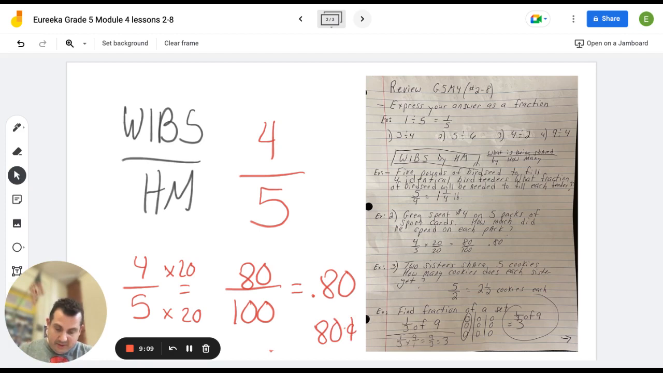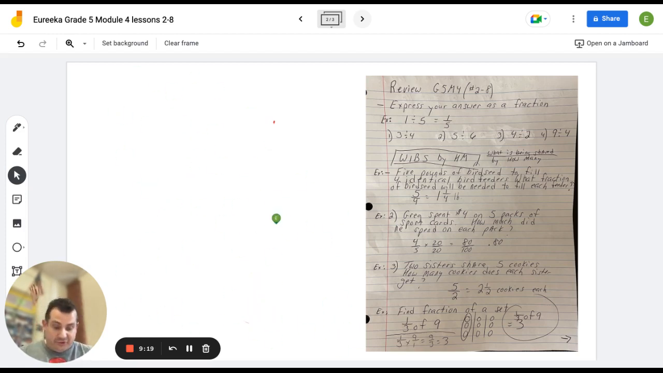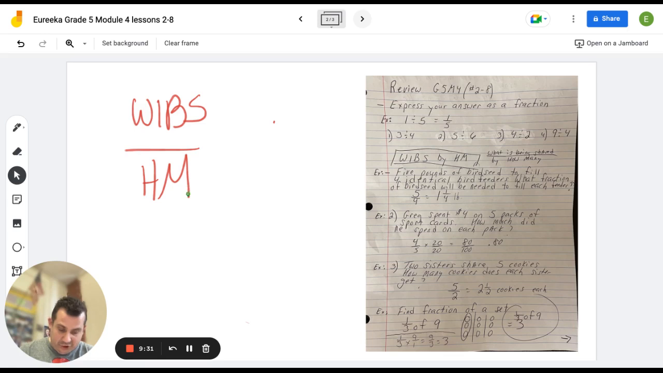All right. Now, let's go to the third example. 2 sisters share 5 cookies. How many cookies does each sister get? Well, what is being shared? Again, I think I erased it. What is being shared by how many? Well, what are we sharing here? Are we sharing the 2 sisters, or are we sharing the 5 cookies? Obviously sharing the 5 cookies, so it's 5 over 2.